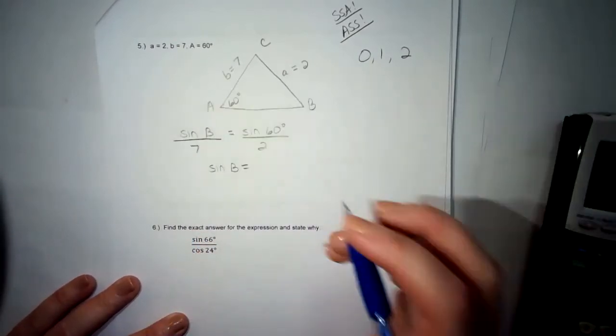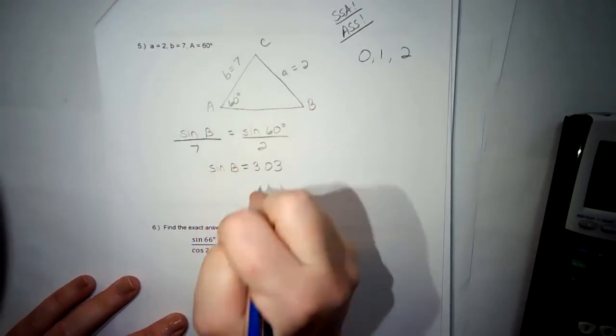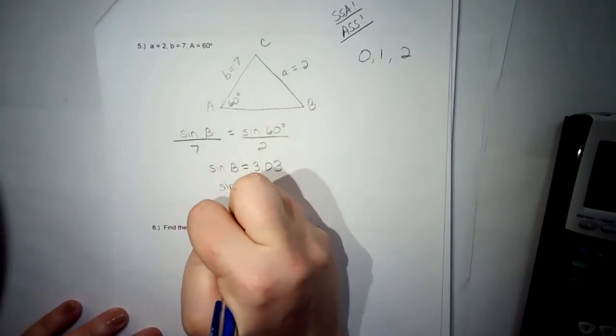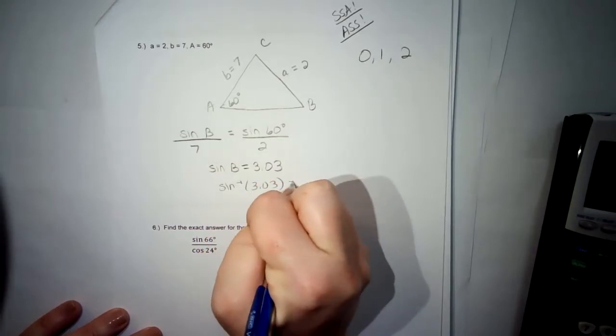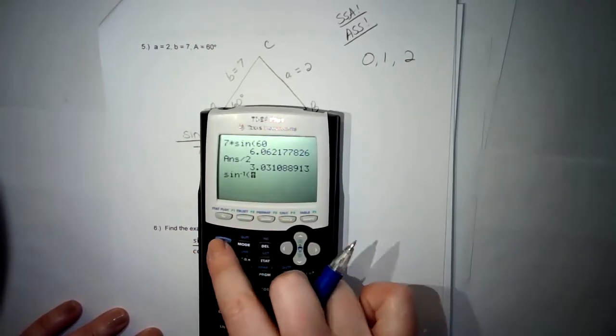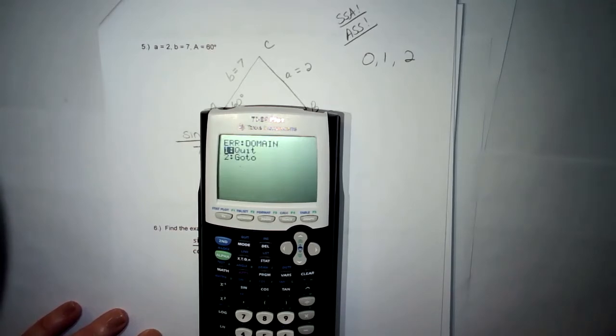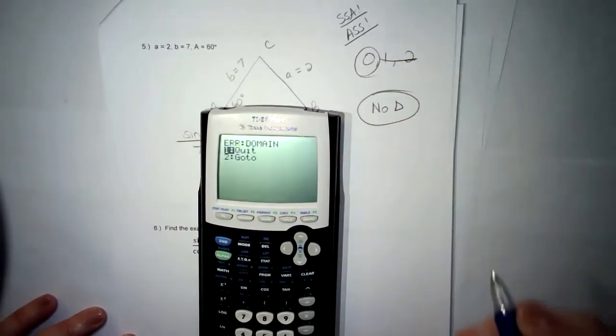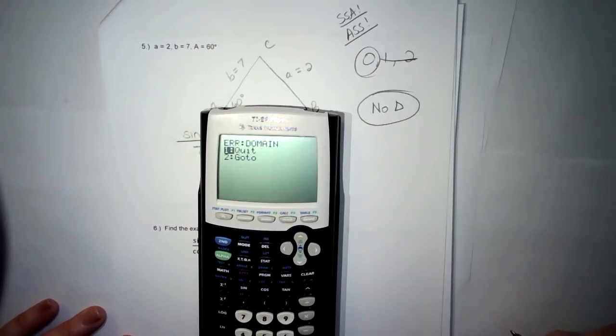3.03. Some of you will see that and automatically know what happens. But if we go ahead and do our inverse, second sine of this, look what happens. Error. What does that mean? Don't write error on your paper. What does that mean? There's no triangle. That means no triangle because you got an error.